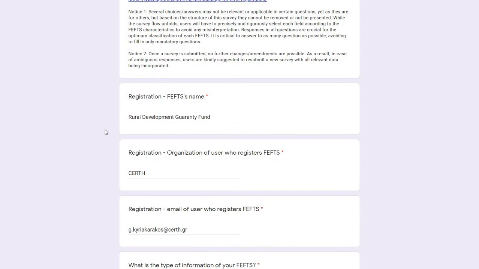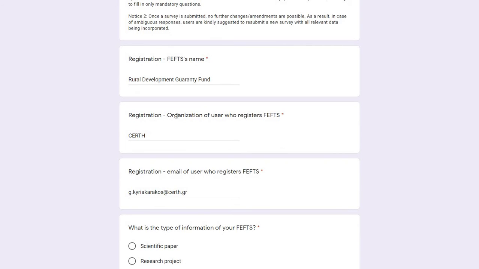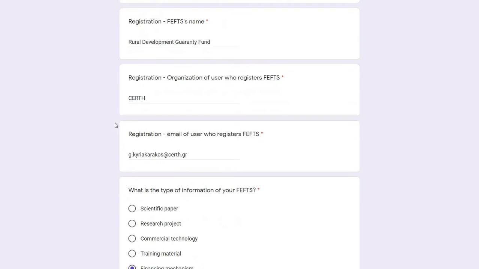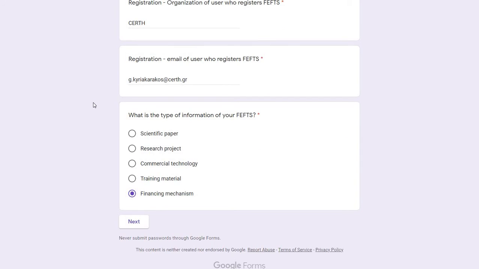For this example, we're going to use the Rural Development Guarantee Fund. Then we are asked about the organization of the user who registered these FEFTs. I work for CERT, so I have written CERT here. This is my email. And of course, I have chosen financing mechanism in this menu and press next.